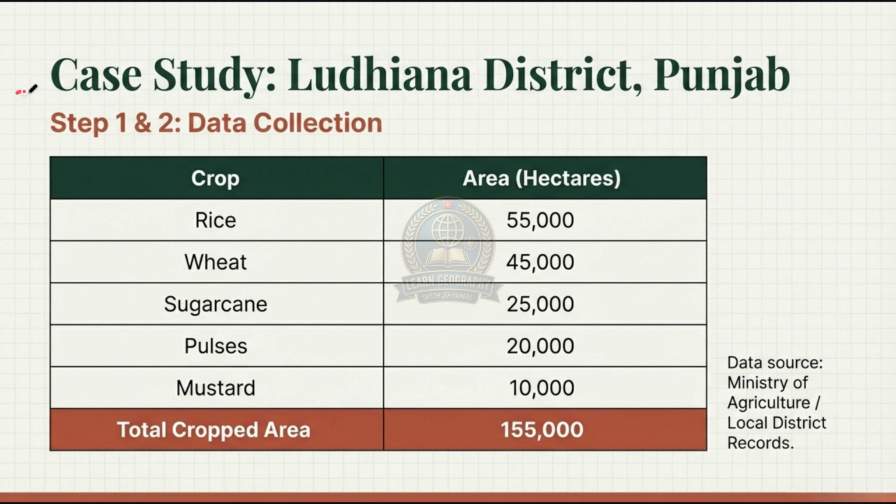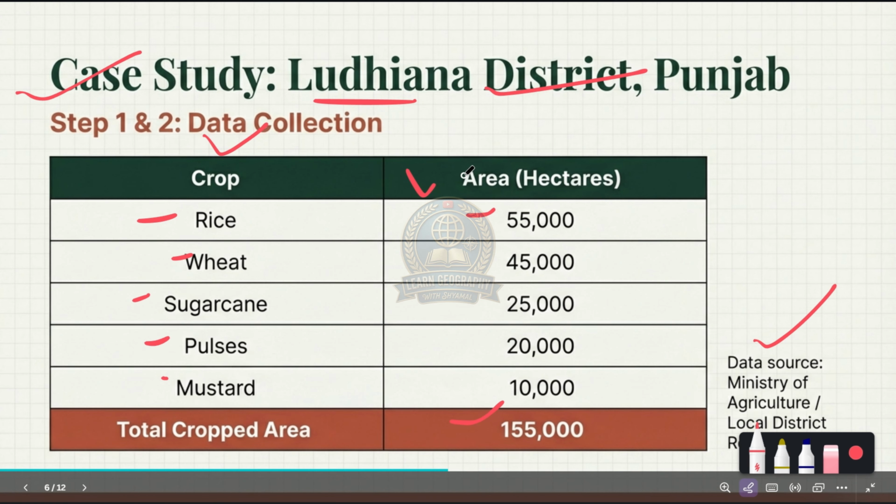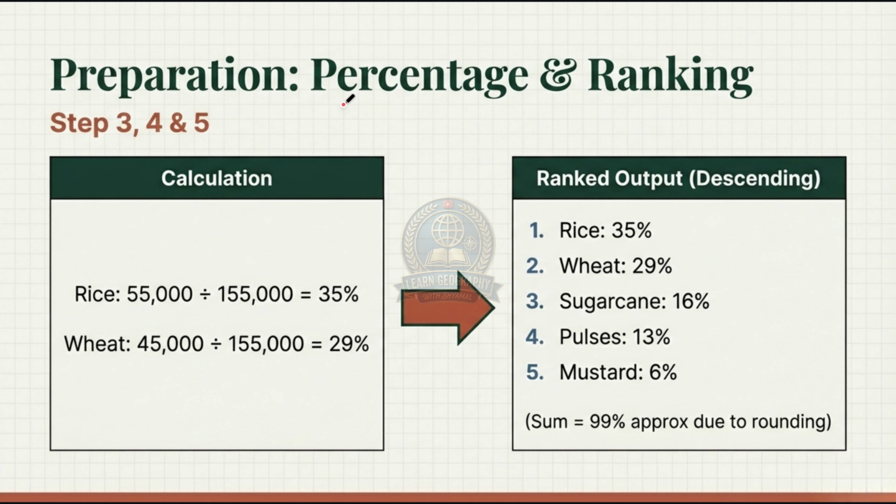Now this is a case study for better understanding. Ludhiana district in Punjab. Okay, the data source is Ministry of Agriculture and Local District Records. Step 1 and 2, data collection. Crops: rice, wheat, sugarcane, pulses and mustard. Area in hectares: 55,000, 45,000, 25,000, 20,000 and 10,000, and total cropped area 1,55,000.